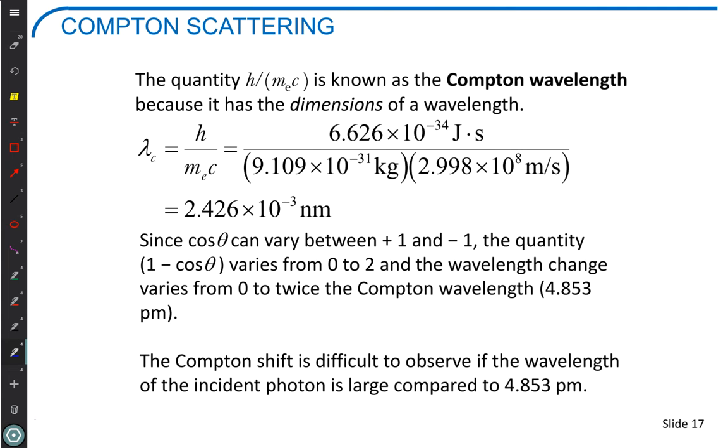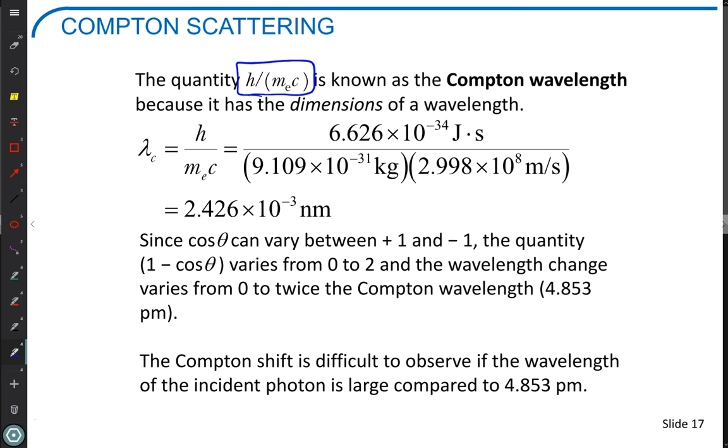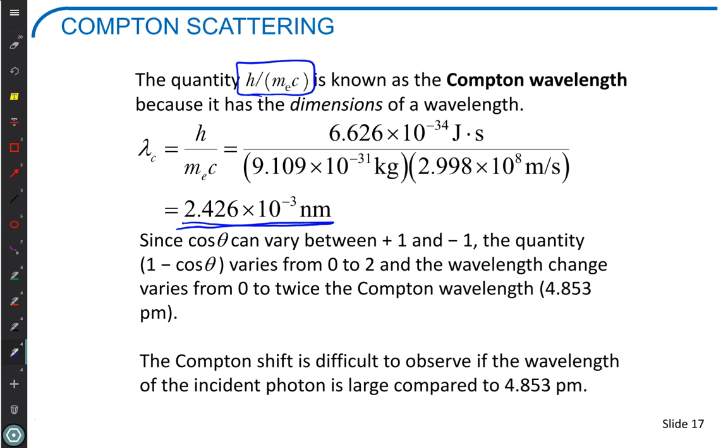I already did the calculation here. I said we call this the Compton wavelength. And if we put in our numbers, we see that it's really small. 2.426 times 10 to the minus 3 nanometers. That's 2.426 picometers. You have to have really sensitive equipment to measure that small of a wavelength.